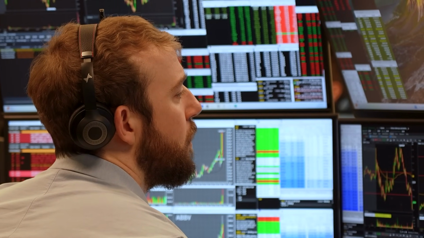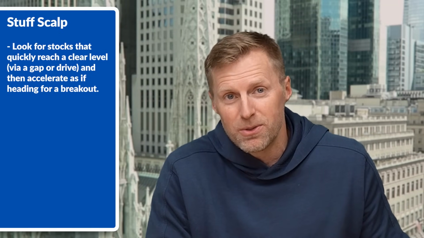So the key criteria to this is to look for a stock trading quickly up or down into a key level. And ideally, it's extending to that area from a gap or from a grindy drive into a key area that then accelerates right into that area. So what it really looks like is this stock's about to break out. It's about to go crazy to new highs.